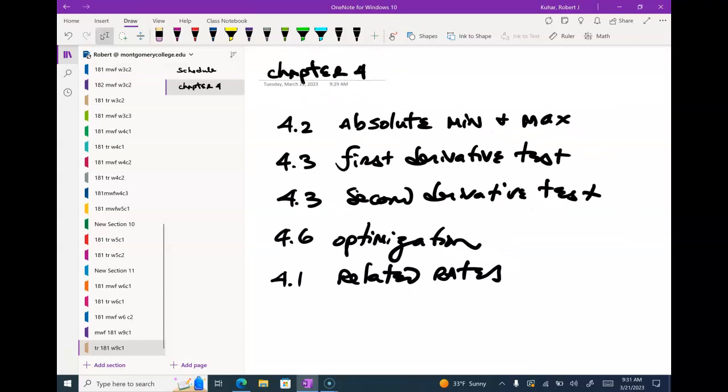There is a section in there about Newton's method, but you're doing that in your project. There's a section in there about L'Hopital's rule, but we learned that already. There is a section in there about antiderivatives. I just grouped that into chapter 5. So that's it. So you can already see 5 questions on this material for the midterm 2, right? Maybe 4.